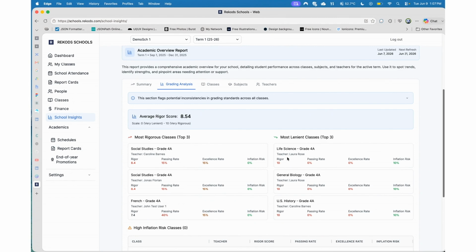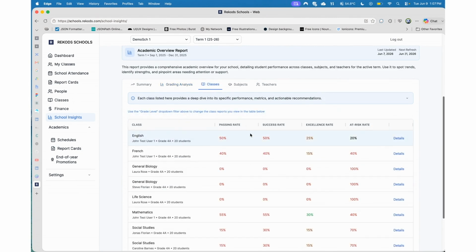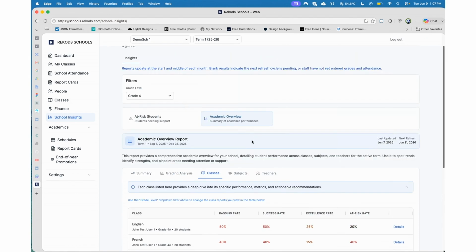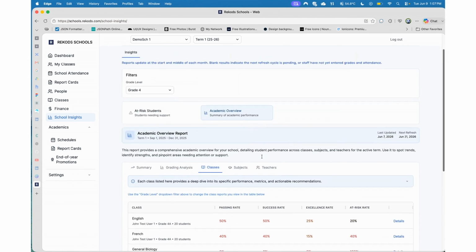The Classes tab is where you'll probably spend the most time. Every class running this term is listed here, and each one has its own performance breakdown. Before we go into the data, notice the drop-down at the top. You can filter by grade level, so if you want to look at just your Year 9 classes or just Year 12, you narrow it here rather than scrolling through everything.